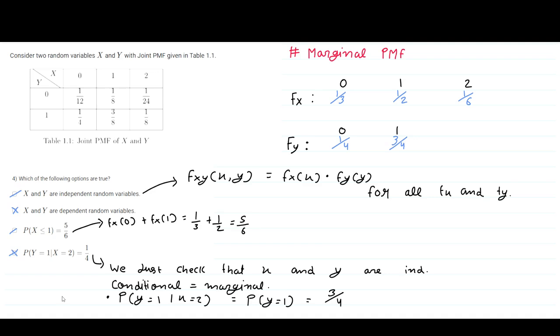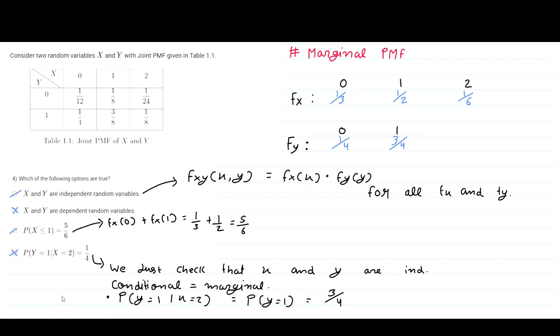Similarly, we have to do it for all the other joint PMF pairs, and even if we encounter one single pair where the joint is not equal to the product of their respective marginals, then the random variables are going to be dependent. After checking all the other pairs, we conclude that joint is equal to the product of their respective marginals for all the pairs, hence variable x and variable y are independent of each other. Option 1 is correct. Option 2 says that x and y are dependent, so this option is going to be wrong.